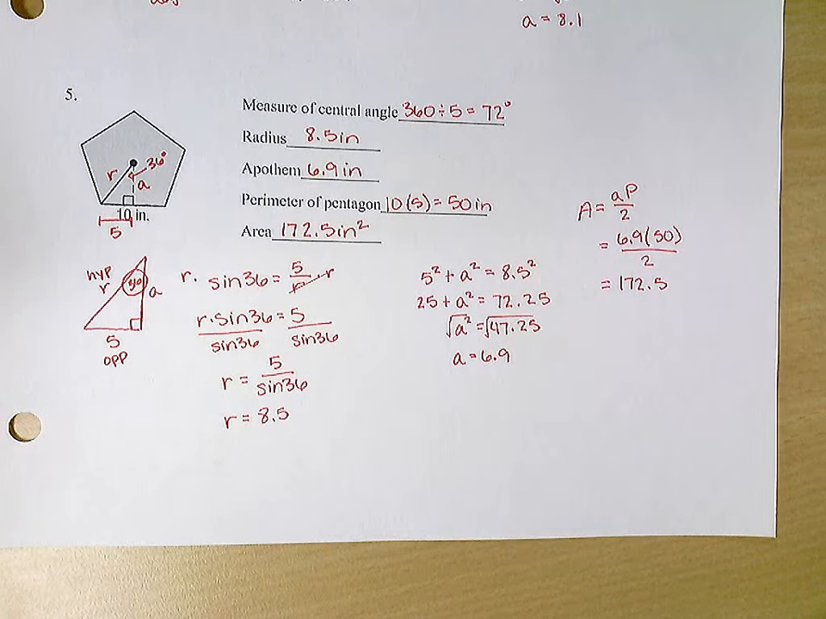Okay, questions on number 5? Okay, it's a lot to take in, but you take it one step at a time. That's why I have everything laid out for you in each problem. Find the central angle, then find the radius, find the apothem, find the perimeter, and then find the area. Okay, don't skip around. Find every single side with that right triangle inside the pentagon or polygon that you're given.